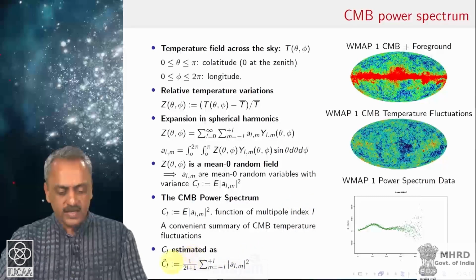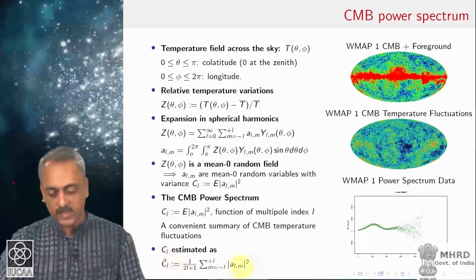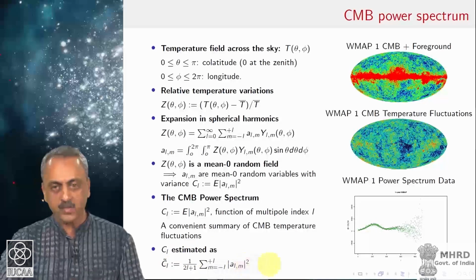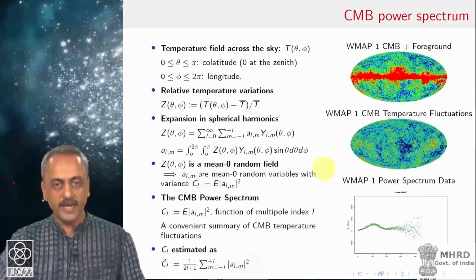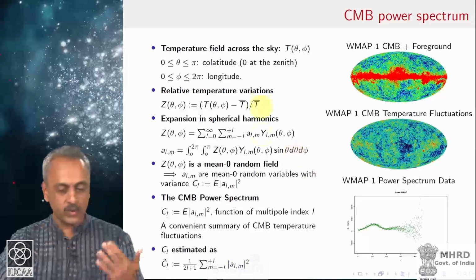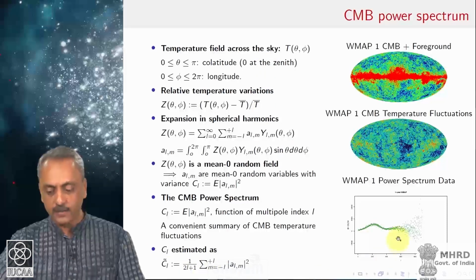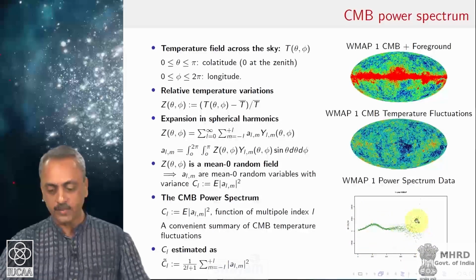On the practical side, this is in principle how it is estimated. These are matters of detail, and there is a fairly complicated data reduction pipeline that goes into getting this estimated C_L data, which is the plot that we saw earlier, which looked something like this.